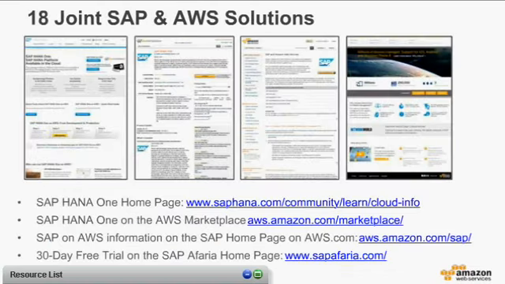So one thing I mentioned earlier in our partnership, we have 18 joint solutions with SAP in the marketplace today. These range from ones that we've released recently, like the SAP BW trial of HANA on AWS. It's a 30-day free trial of 128 gigs of HANA that you can leverage. It runs on the AWS Cloud. If you go to the sapafaria.com site, the mobility device management offering is also running on the AWS Cloud. The cloud appliance library that SAP is offering, which is primarily on the test and dev side but will soon move to production, is also exclusively offered on the AWS Cloud.